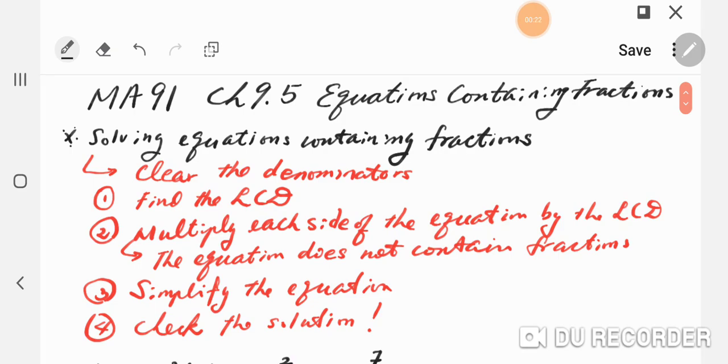First, we have to find the LCD, then multiply the equation by the LCD. You have to multiply each side of the equation by the LCD, then the denominators will be cleared, so there are no more fractions in the equation. Then just simplify the equation. Once you simplify the equation and get the solution, always check the solution, because if the solution makes the denominator 0, then that is no longer a solution. So always check the solution.